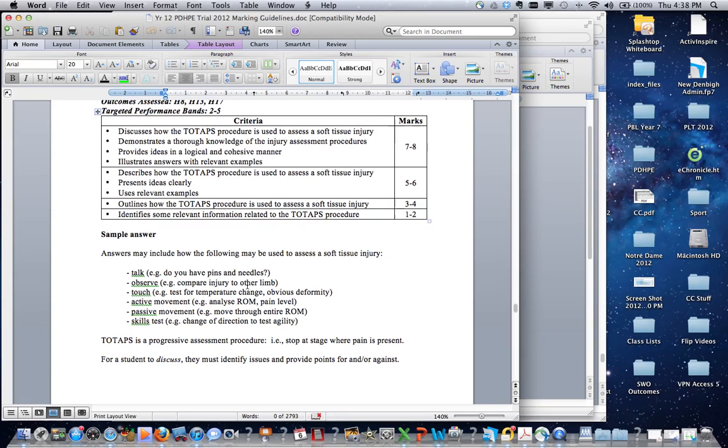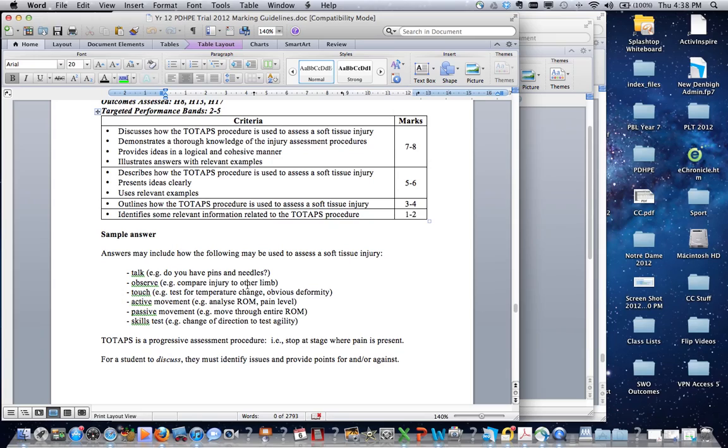The T for touch, test the changes of temperature, and you could also look for other deformities that exist there through maybe swelling. Active movement, quite a few boys got this section wrong and put active after passive, but the active movement is the first one there, and we're looking at analysing the range of movement and pain level. So can the player actually move the injured part on their own, and what sort of movement do they have of the injured body part?